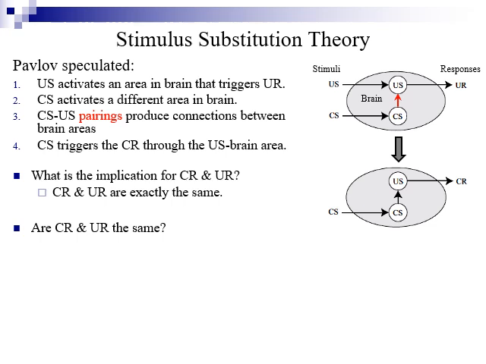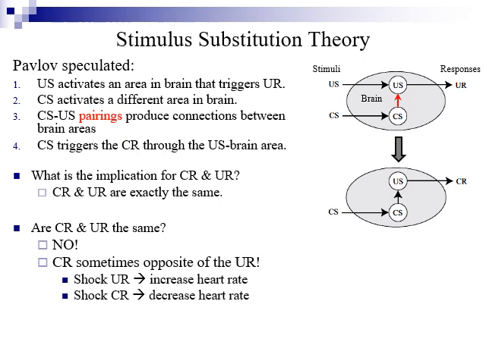Well, that's an empirical question. We can test that. And as it turns out, we have tested that, and they are not. Not always. Sometimes the conditioned response is the opposite of the unconditioned response. So, for example, when an animal is shocked, it produces a fear response, which is an increase in heart rate.